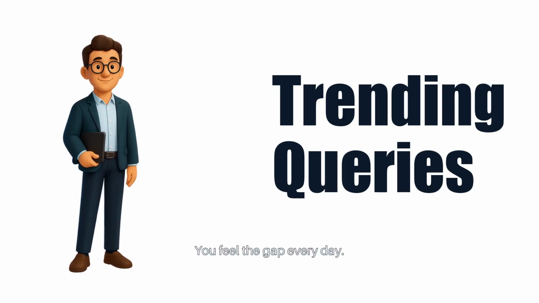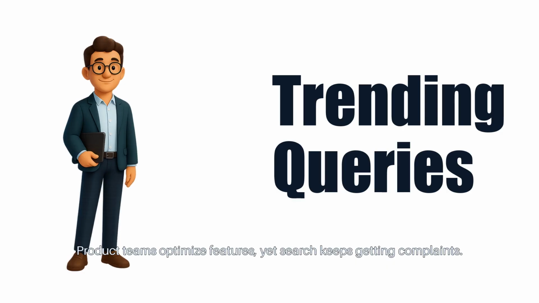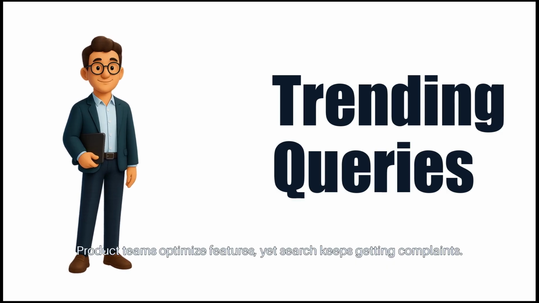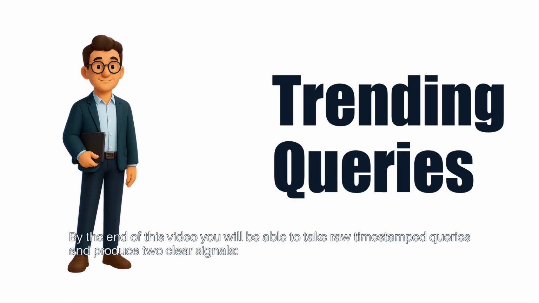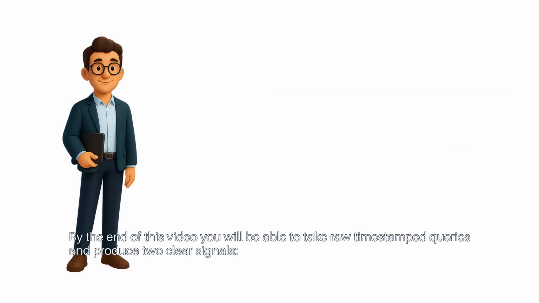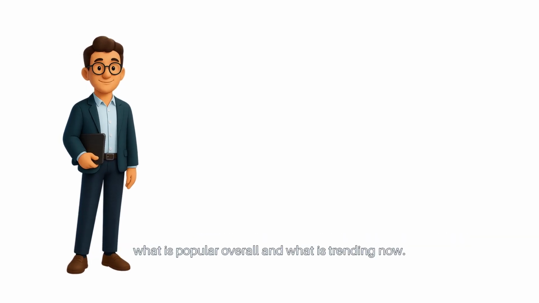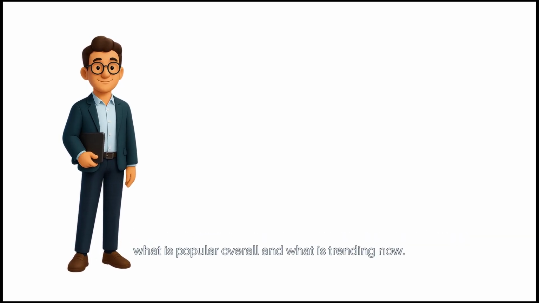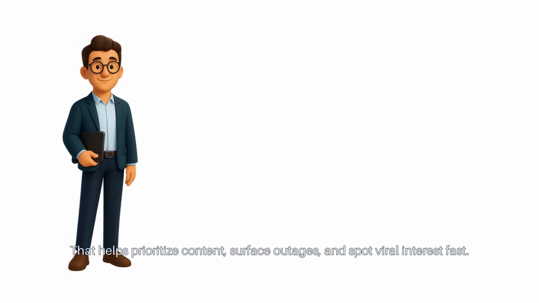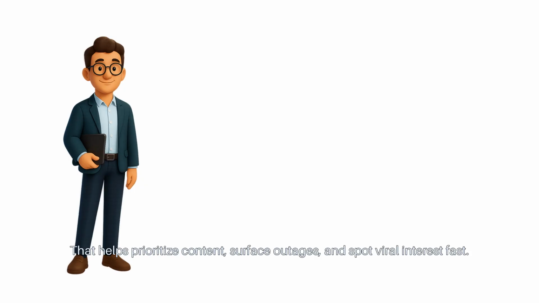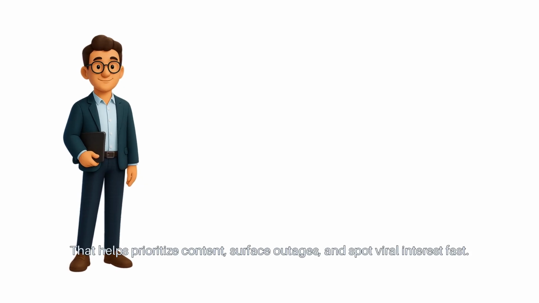You feel the gap every day. Product teams optimize features, yet search keeps getting complaints. By the end of this video, you will be able to take raw time-stamped queries and produce two clear signals: what is popular overall and what is trending now. That helps prioritize content, surface outages, and spot viral interest fast.